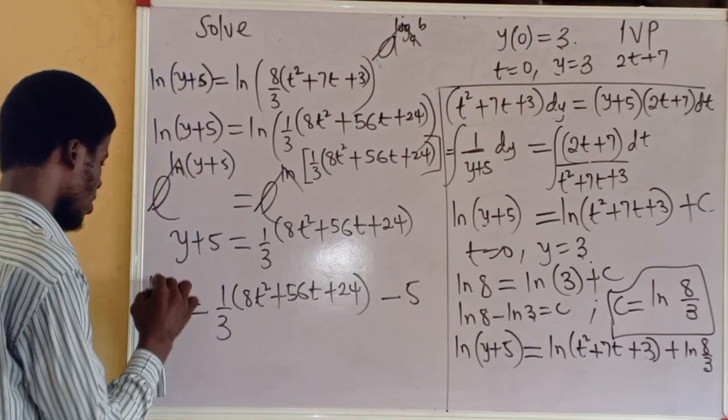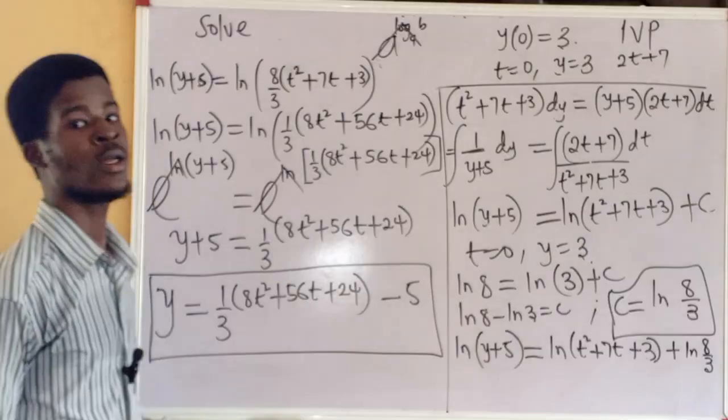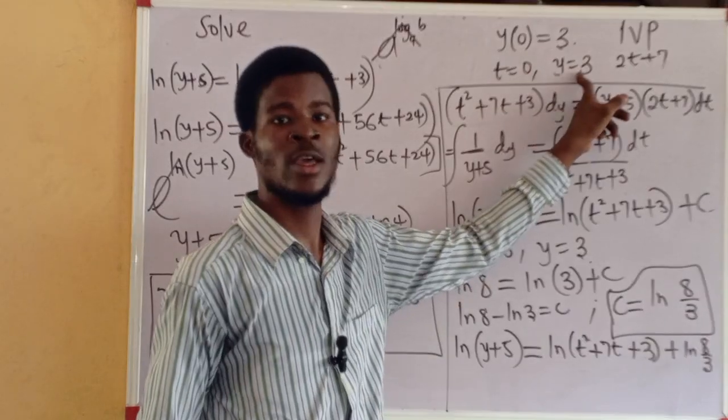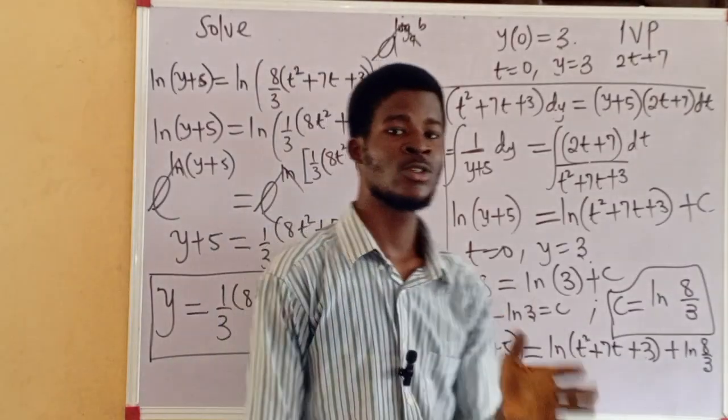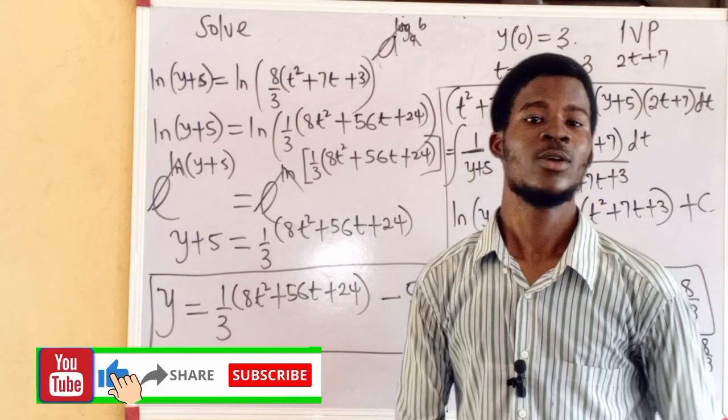So this is the solution to that initial value problem, the particular solution, given that t equal to 0 and y equal to 3. This is how to solve differential equations by applying the initial conditions.